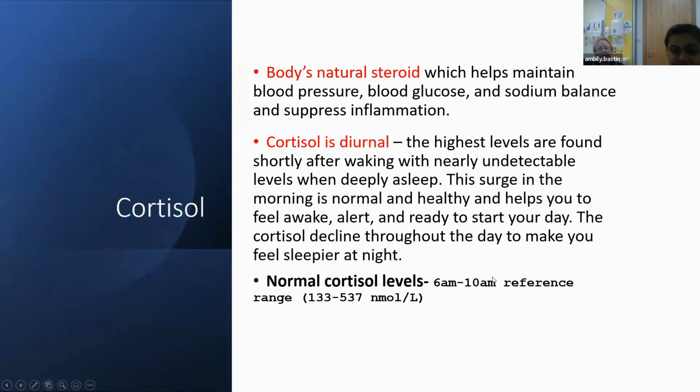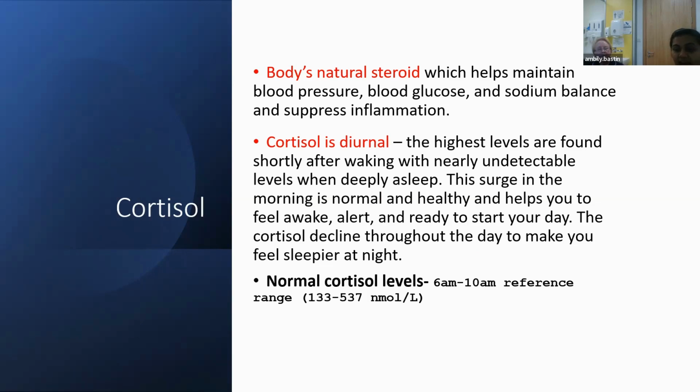When we have the secondary adrenal insufficiency, it is mainly affecting a hormone called cortisol. Cortisol is the body's natural steroid, which is produced by our adrenal gland. It helps us to maintain our blood pressure, our blood glucose levels, helps us to suppress inflammation, and helps us to cope with any stress that happens in our everyday life. Cortisol is actually diurnal, or it works daily.